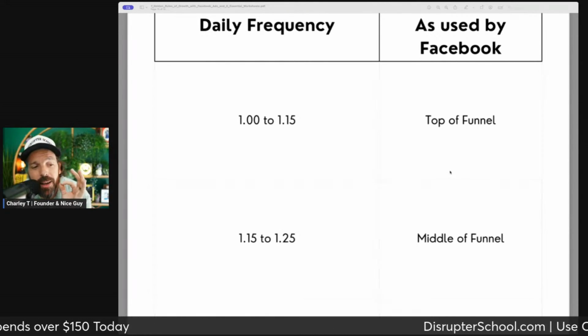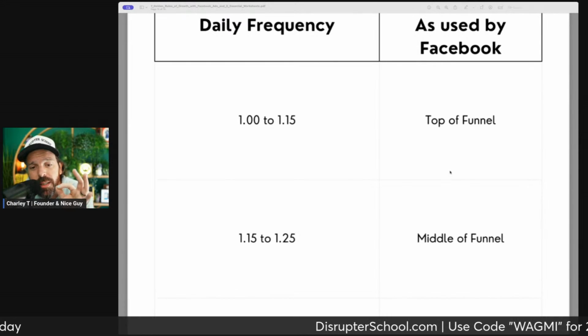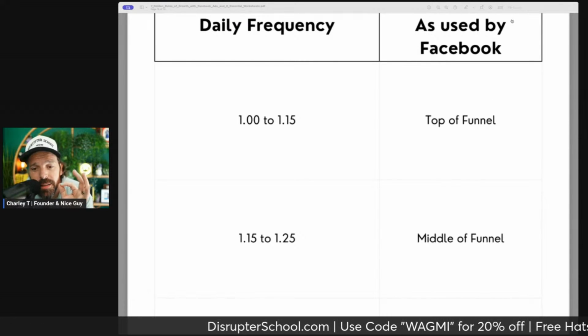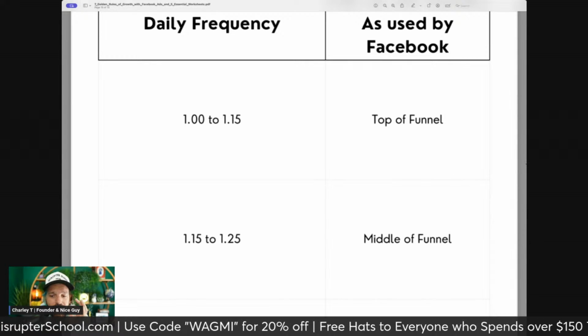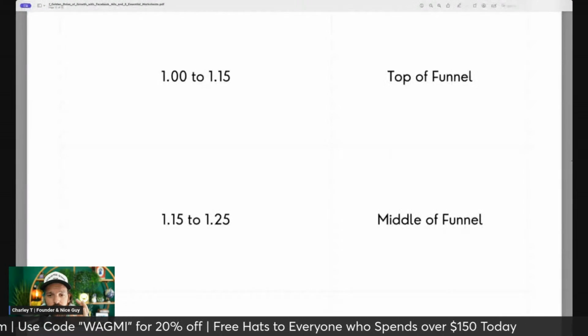We're not talking about retargeting in the classical funnel sense. We're talking about how the platform actually uses your content. We're talking about how the machine actually works. That's what we're trying to get to, okay?